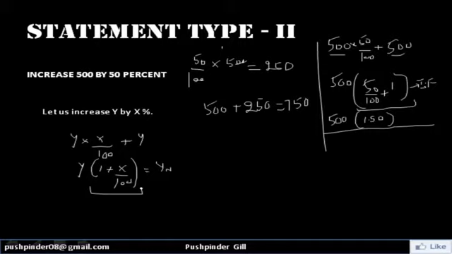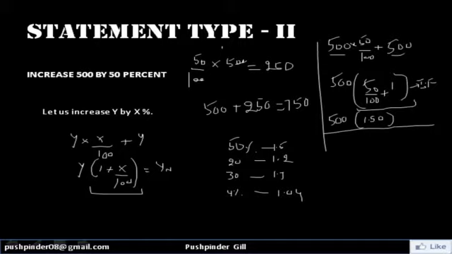If it's 50%, it's going to get multiplied by 1.5, right? If it's 20%, if you calculate it, it's going to get multiplied by 1.2. If it's 30%, it's going to get multiplied by 1.3, right? However, if it is 4%, if you calculate, it is going to get multiplied by 1.04. So now your questions become so simple that you can solve anything very simply.